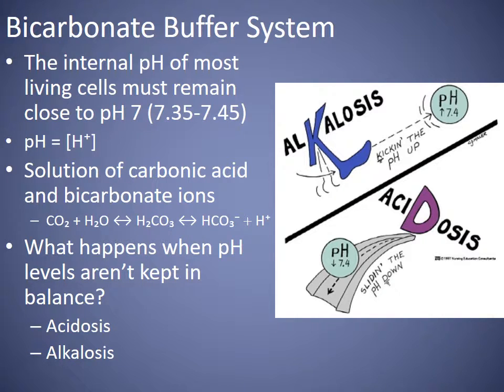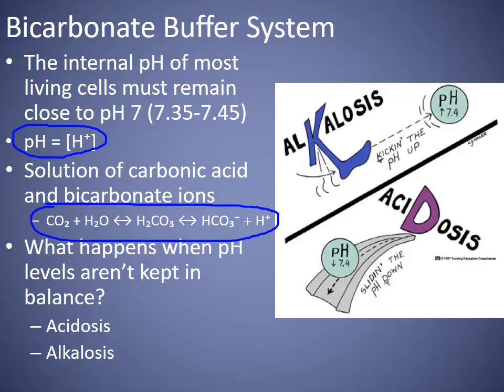A bicarbonate buffer system. This is something that our bodies use to maintain proper blood pH. And proper blood pH needs to remain about 7.35 to 7.45. And again, pH is concentration of hydrogen ions in solution. Again, hydrogen ion and hydronium ion, we can take a look at each of those. But for right now, let's take a look at concentration of hydrogen ion in solution. Our body is always trying to maintain proper pH of 7.3 to 7.4. And the buffer system that our bodies use is the bicarbonate buffer system. This is the reaction here.